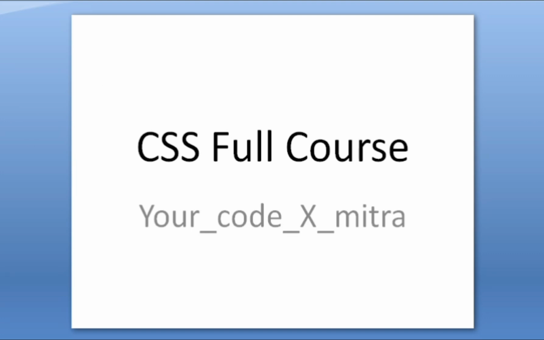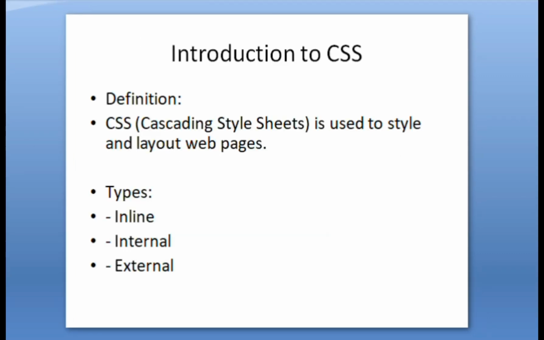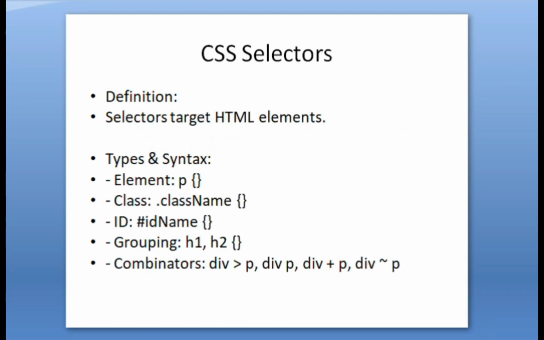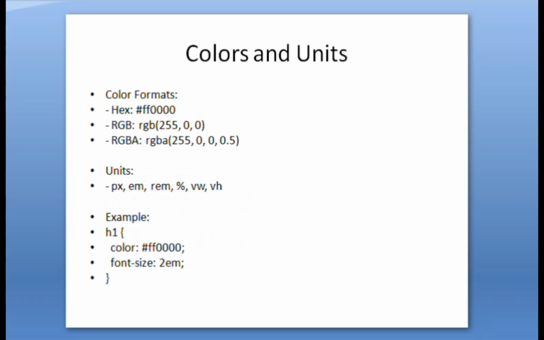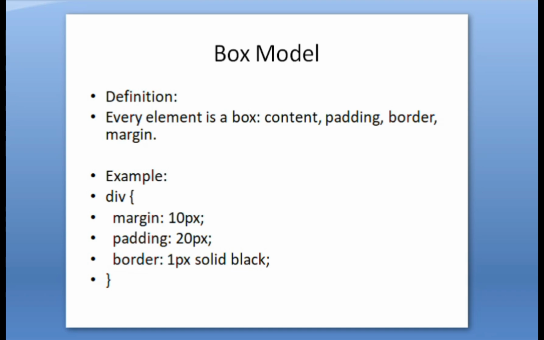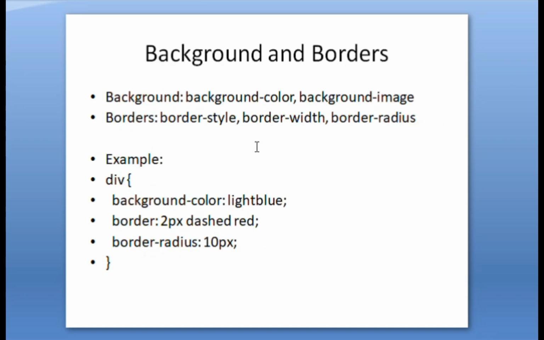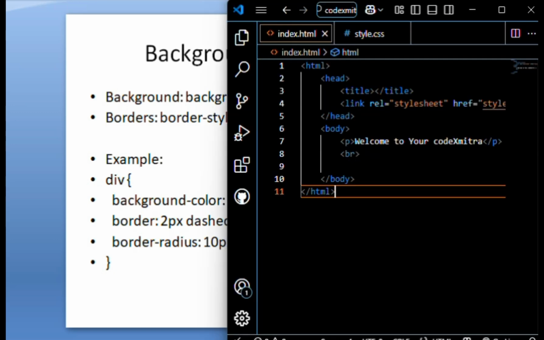So here you can see the introduction to CSS, the definition, the types of CSS. Next is the selectors in CSS, the colors and units in CSS, typography, box model, and background and border. These all I have covered in the CSS part 1, part 2, and part 3 series. So let's see the project examples using these style elements. So let's open the code editor.